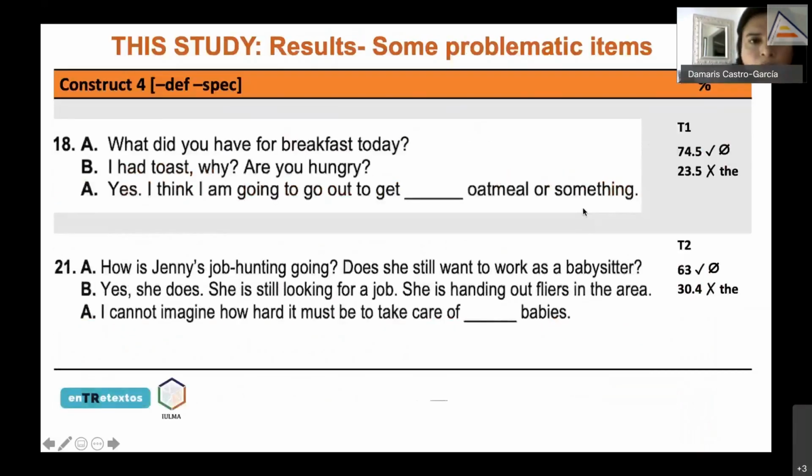The fourth one of the constructs is the one that would require an indefinite, generic interpretation. And here, again, the students tend to choose "the", which would be the option in Spanish. And that is not possible in this context, because in both cases, we are not thinking of one particular type of oatmeal or a particular group of babies in this case.